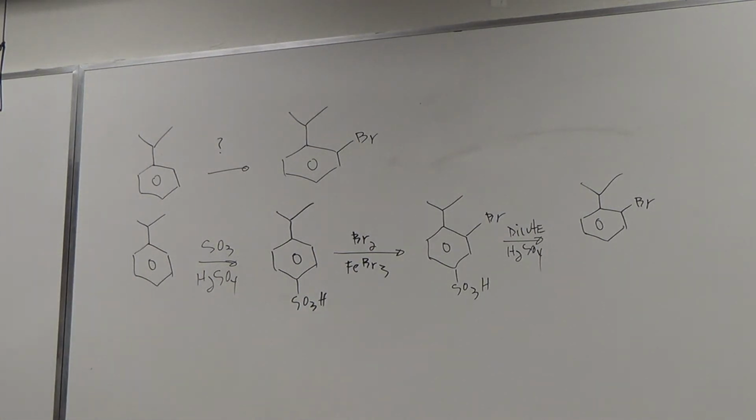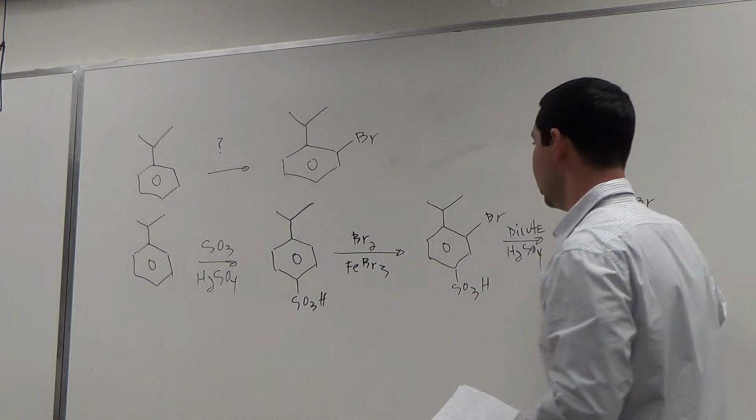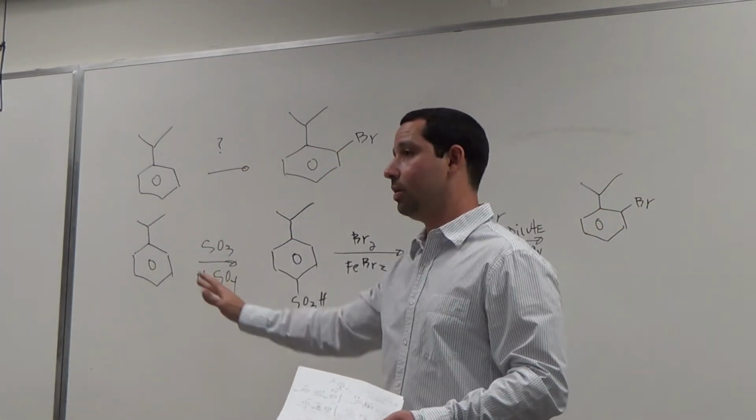Guys, how much time do we have left? Ten minutes. So the answer for that is FeBr3, then dilute H2SO4. The answer to how do you go from there to there is all of that.